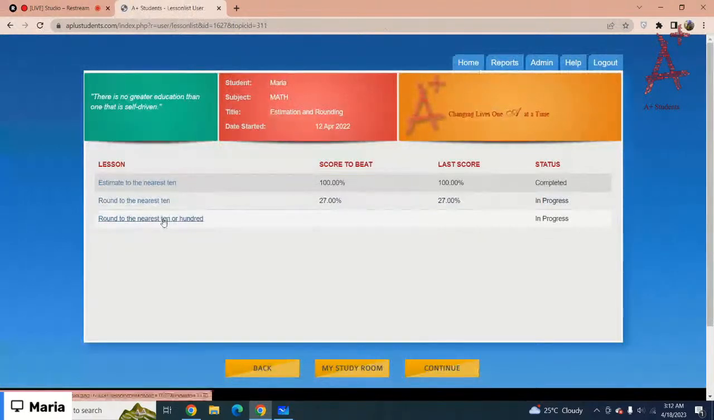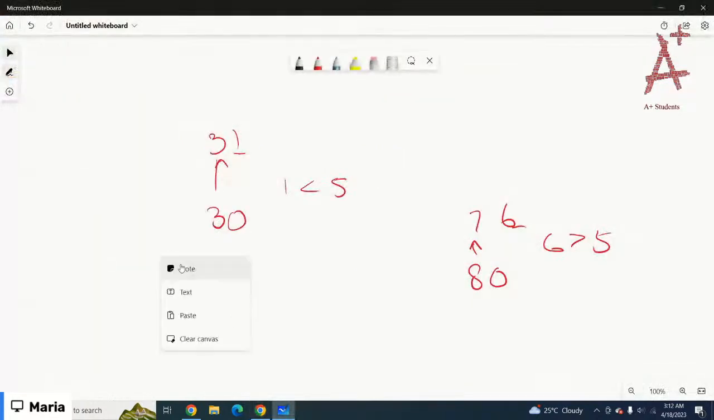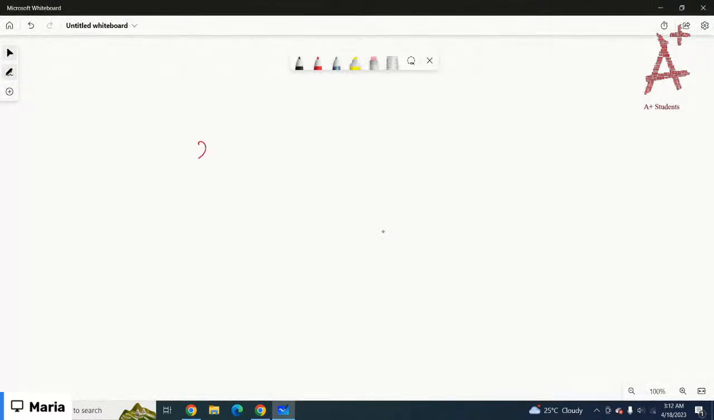The next lesson is round to nearest 10 or 100. Got it? Now we have learned how to round to the nearest 10. Now we're going to learn how to round to the nearest 100. Got it? Okay, the first example is what is 626 rounded to the nearest 10. So we have 26. We need to see which 10 26 is rounded off to.